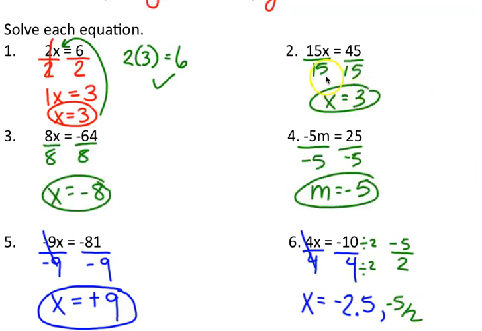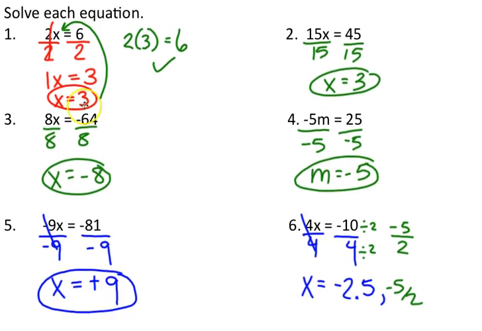All right, so on number 2, I divided by 15 to get 3 on both sides. On number 3, I divided by 8 to get a -8, because remember, a negative divided by a positive is a negative. And then on number 4, I divided by a -5 since they were multiplying by a -5. And then a positive divided by a negative is a negative, so -5. So these are all examples where they're multiplying two things and you're going to divide.